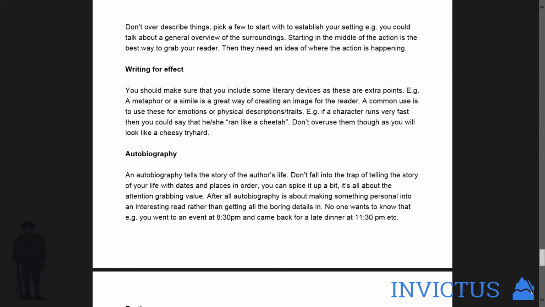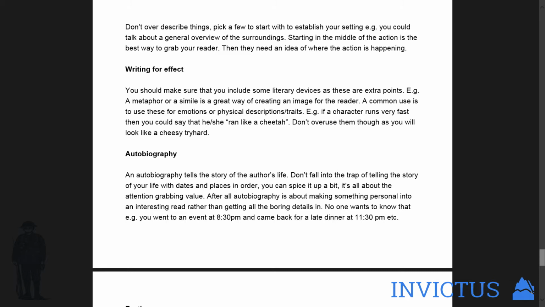Writing for effect. You should make sure that you include some literary devices, because extra points. Again, use the standard metaphor and simile. Physical descriptions and traits are very common. You could say a character runs very fast, so you can say she ran like a cheetah. Just don't overuse them, otherwise you look like a cheesy try-hard.